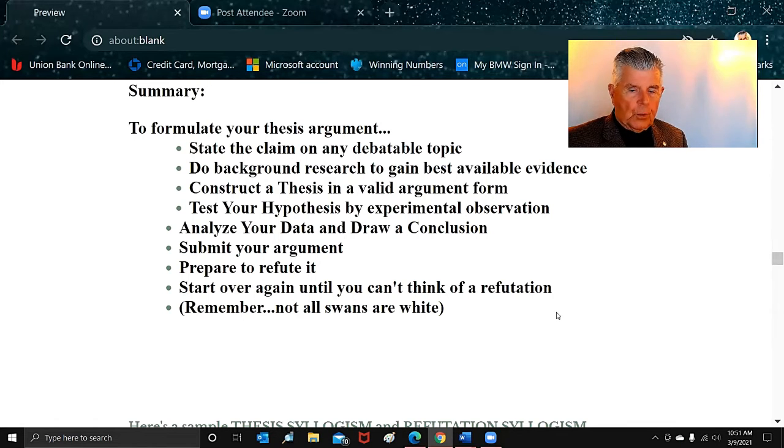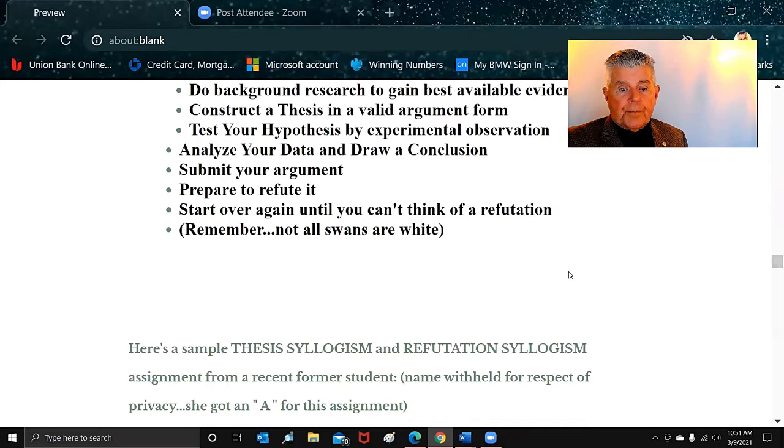Remember, not all swans are white. Up until 1697, the entire learned community, the entire scientific community of responsible scholars, believed falsely that all swans were white swans. And in 1697, a Dutch explorer in Australia discovered what? Black swans. So much for data. There's always more data to be gathered.